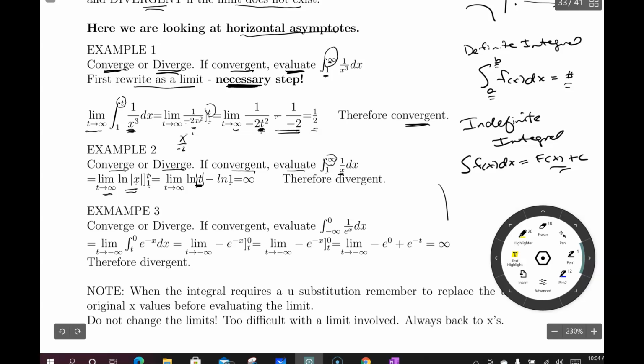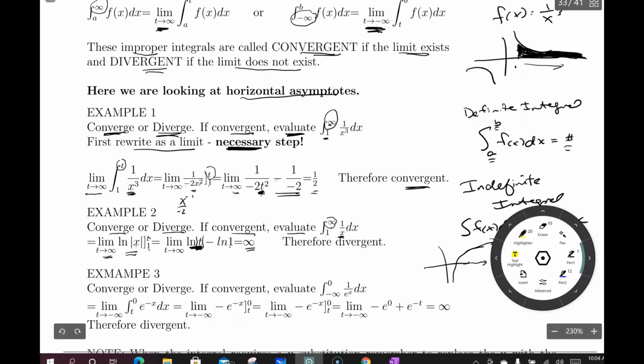ln of infinity, think about what ln of x looks like. ln looks like this, as x's are going to infinity, y's are going to infinity. So this is infinity. And then ln of 1 I know is 0, but infinity minus 0 gives me infinity. So this area does not add up. This is a curious thing.